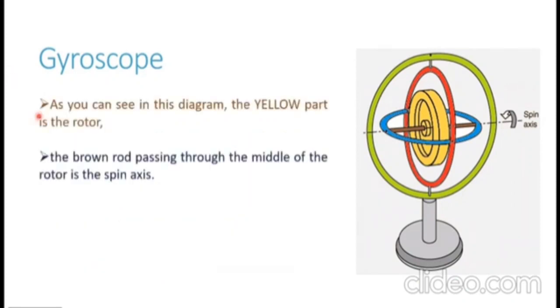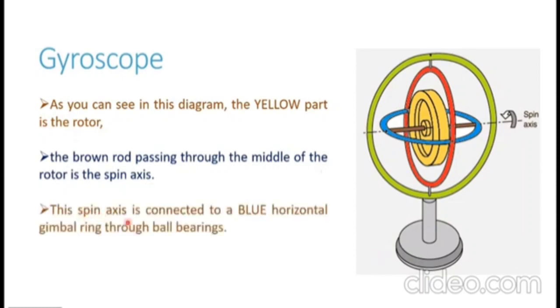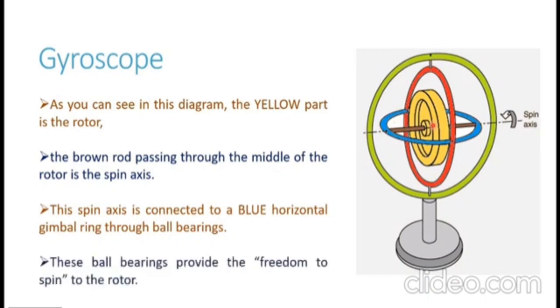So exactly as we discussed, as you can see in this diagram, the yellow part is the rotor. The brown rod, which is passing through the center of mass, center of gravity of the rotor, is the spin axis. And this brown rod or the spin axis is connected to the blue horizontal gimbal ring by way of ball bearings. You have a ball bearing fitted at both the ends. This end here, shown by the laser pointer, and the second end here, shown by the laser pointer. These ball bearings provide the freedom to the rotor to spin anti-clockwise or clockwise.